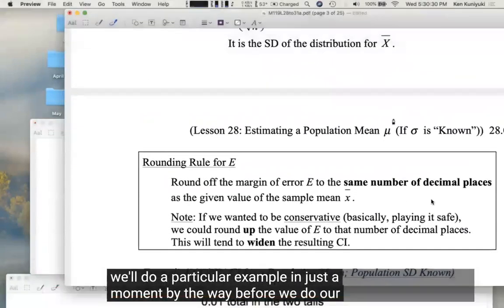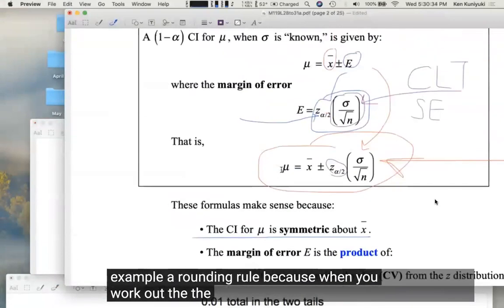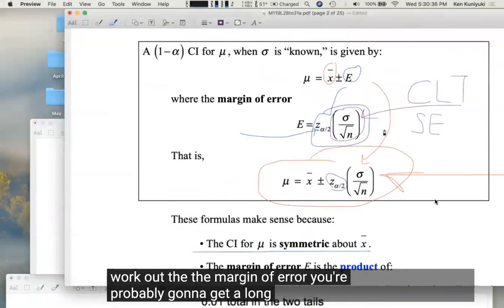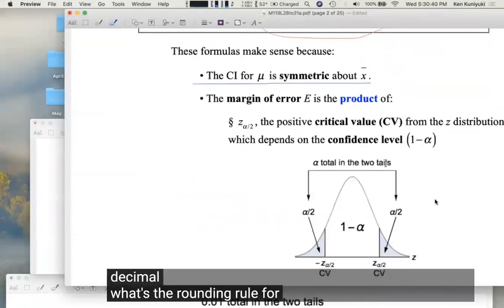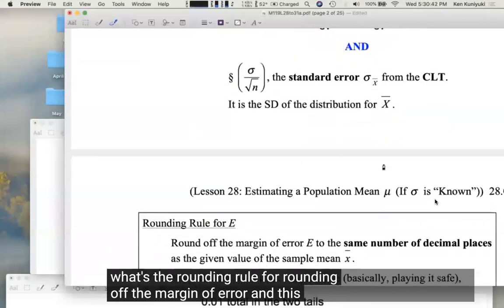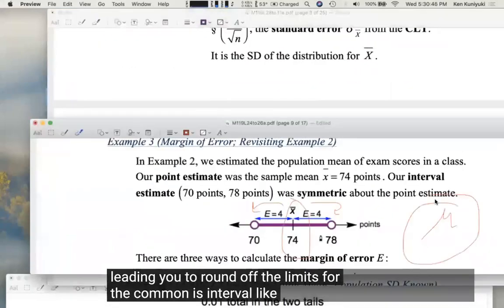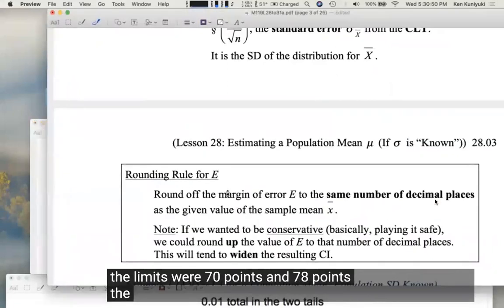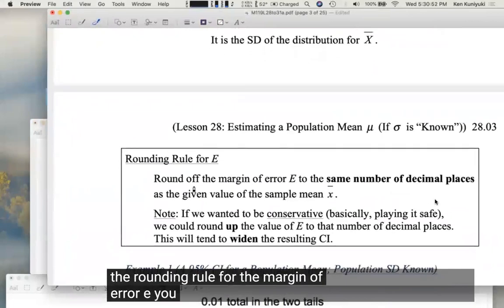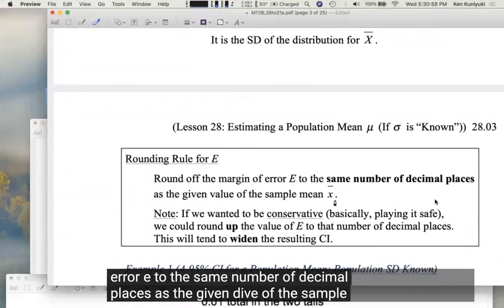By the way, before we do our example, a rounding rule. Because when you work out the margin of error, you're probably going to get a long, messed up decimal. What's the rounding rule for rounding off the margin of error? This ends up leading you to round off the limits for the confidence interval. Like over here, the limits were 70 points and 78 points. The rounding rule for the margin of error, E: you round off the margin of error, E, to the same number of decimal places as the given value of the sample mean, X bar.